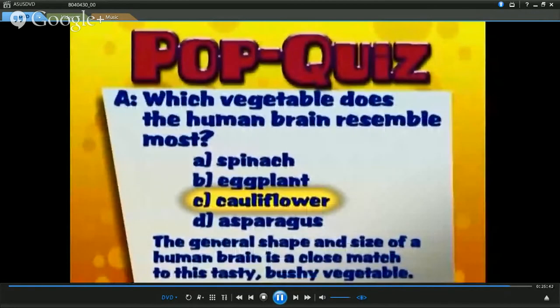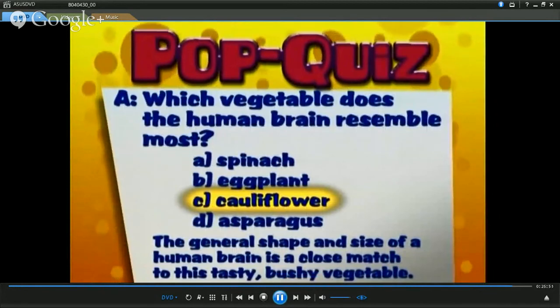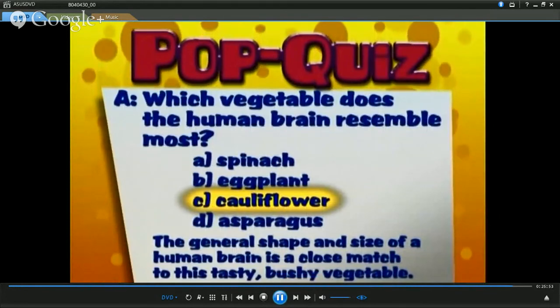It's time for the answer to the pop quiz. We ask, which vegetable does the human brain resemble most? The answer is C, cauliflower. The general shape and size of a human brain is a close match to this tasty, mushy vegetable.